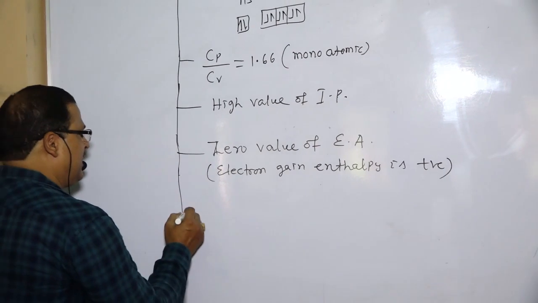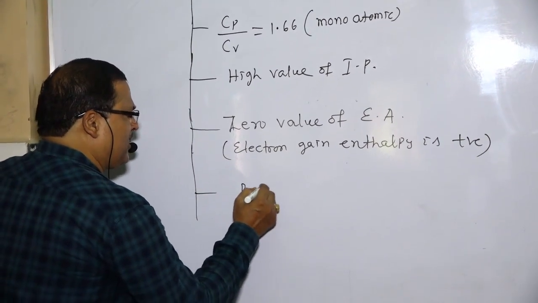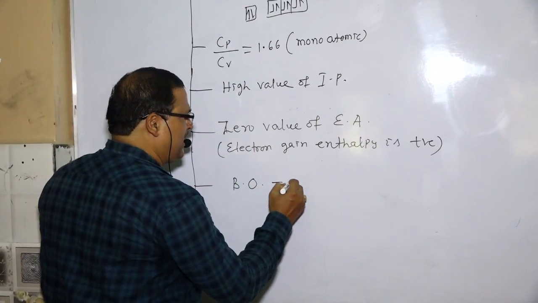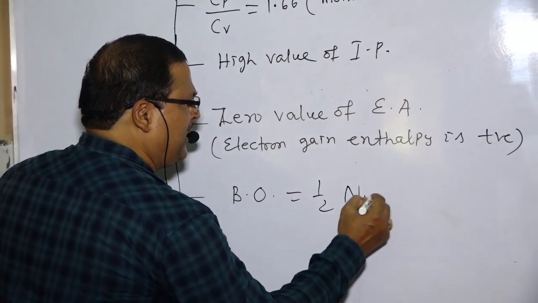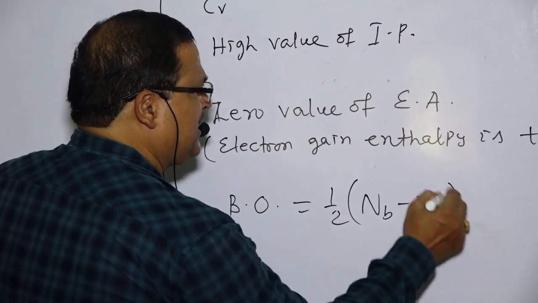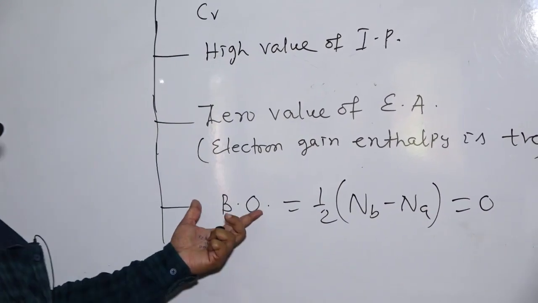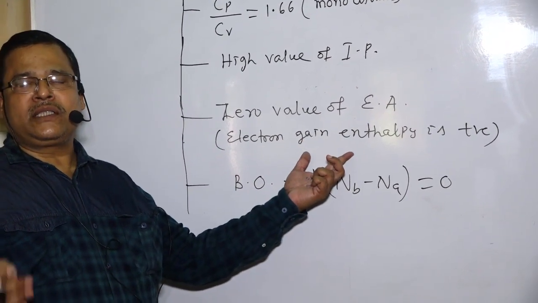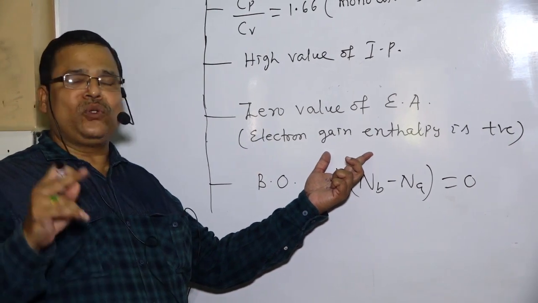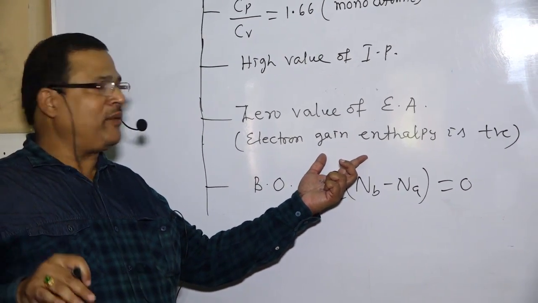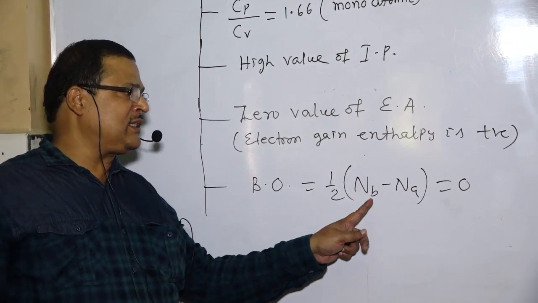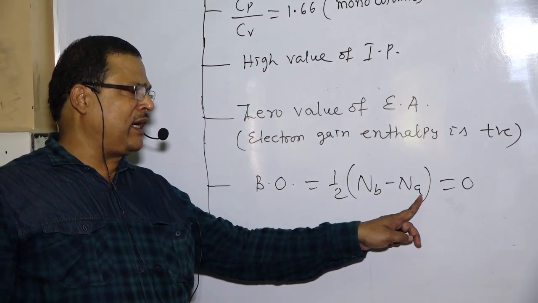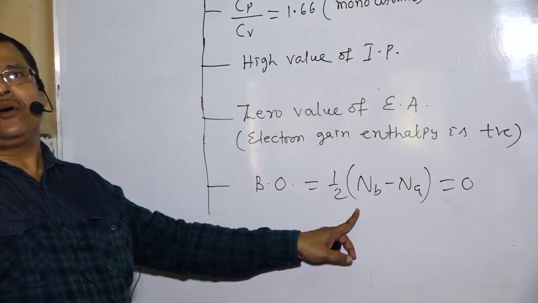And we can say that Nb, that is bond order. Bond order for the zero group elements is equal to 0, that is half of Nb minus Na equals 0. It means there is no formation of a compound, that is a molecule. Hydrogen forms H2, oxygen forms O2, but neon has no ability to form Ne2, and helium has no ability to form He2, because in this case the number of electrons in bonding becomes equal to the number of electrons in anti-bonding. This is from molecular orbital theory.